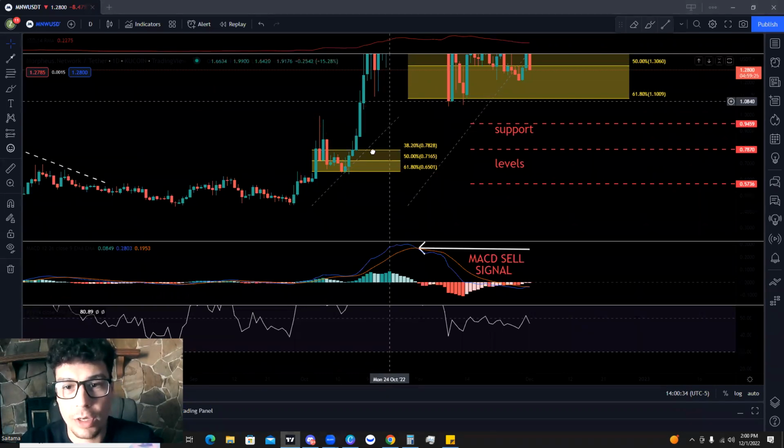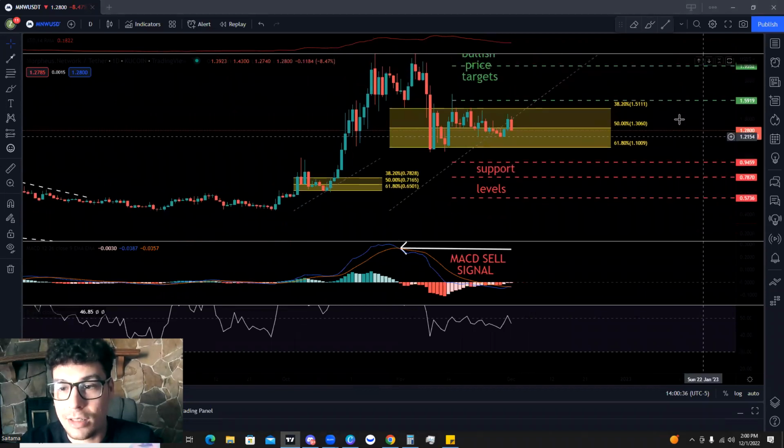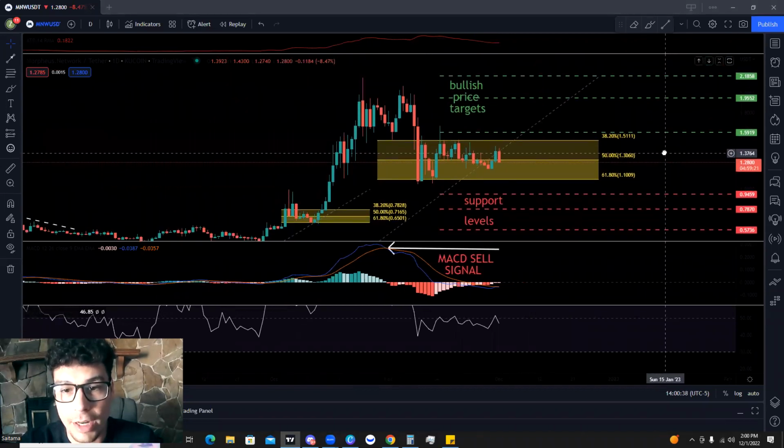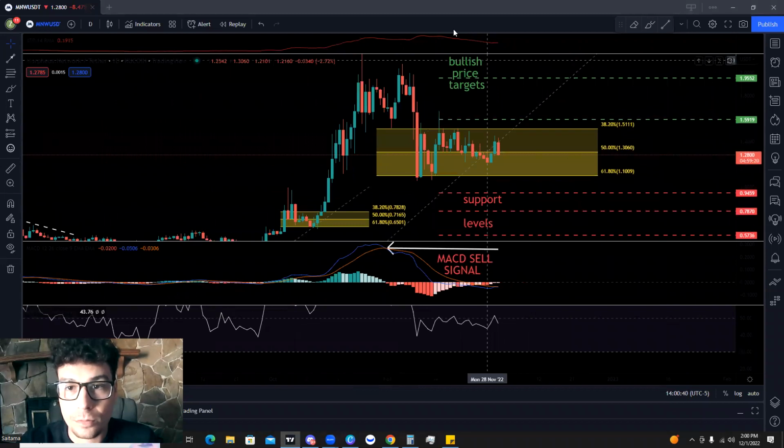Currently we are testing the 61.8% level again. If we take a look here, we're basically just holding the line, and we're struggling to get above the 50%. But again, we're seeing a big move up and a healthy retracement. If we break through these levels, we're going to head down to our three main support levels: 0.94, 0.78, and 0.57.